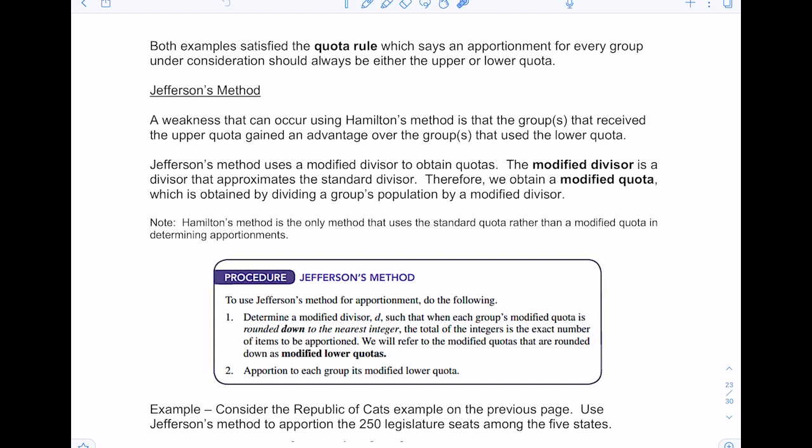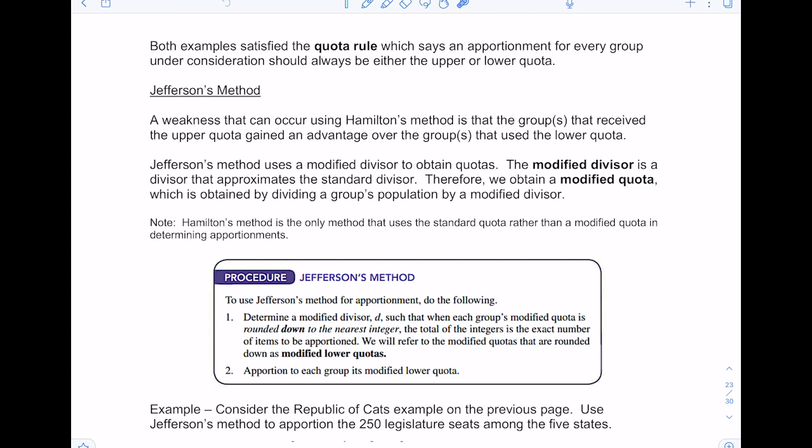So now we're going to look at Jefferson's method. Okay, next. One of the weaknesses that can occur using Hamilton's method is that the groups that receive the upper quota get an advantage over the groups that use the lower quota.